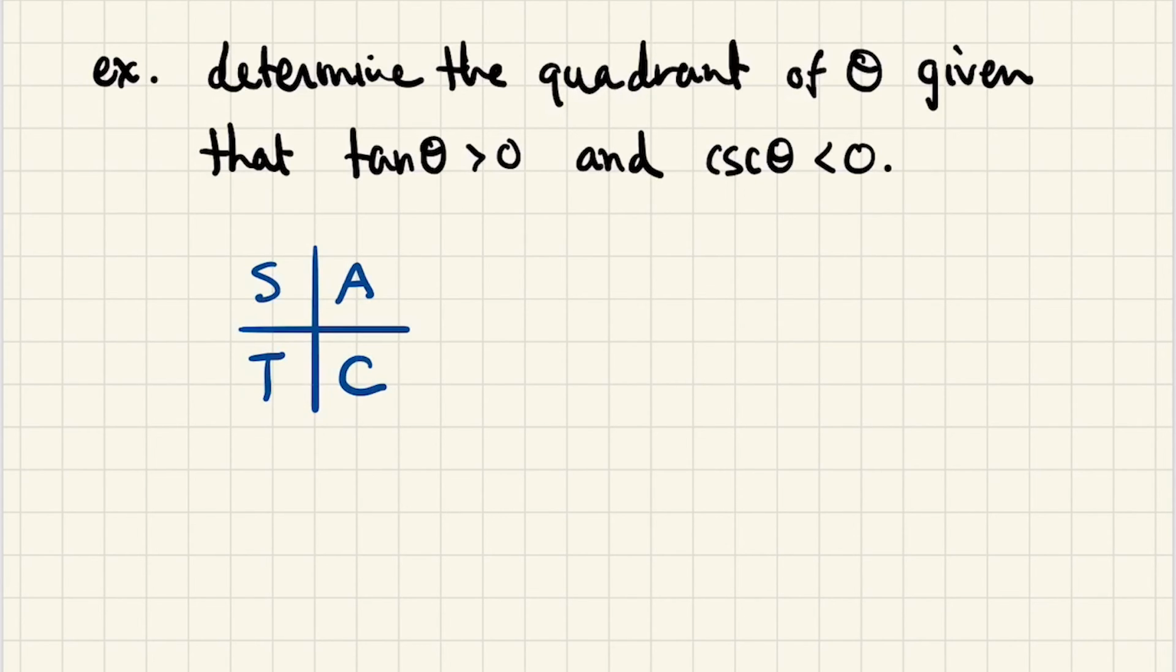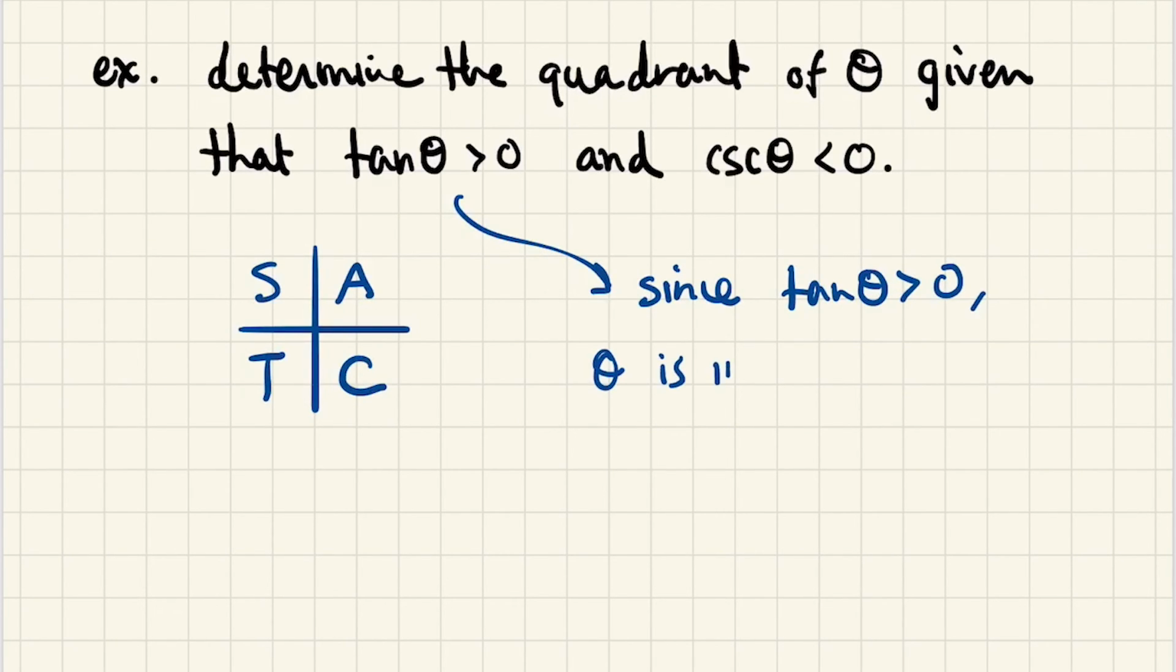And we can see that since we're given that tangent of theta is positive, theta is in quadrant 1 or quadrant 3, because those are the quadrants we know tangent is positive. Of course, in quadrant 1, everything's positive, and in quadrant 3, tangent and cotangent are the only positive functions. So that rules out quadrant 2 and 4.